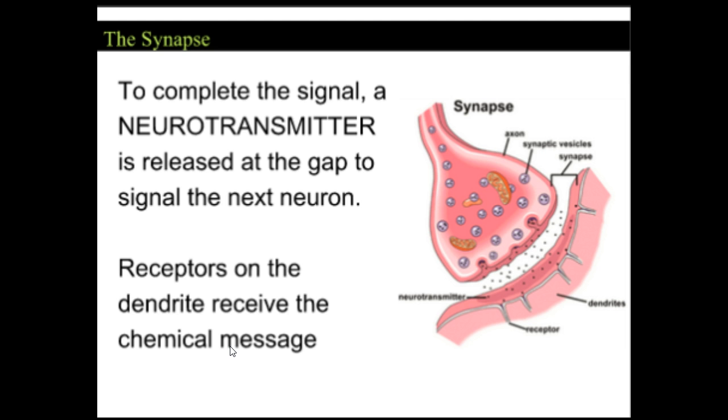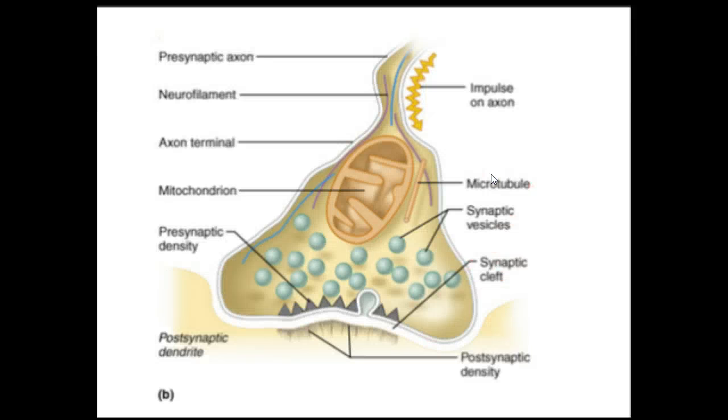To complete the signal, a neurotransmitter is released at the gap to signal the next neuron. So this is how they actually signal the next neuron. What we call a neurotransmitter is actually released at that synapse, and receptors on the dendrite receive the chemical message. So we have something called a receptor, and it's actually going to receive that chemical message.